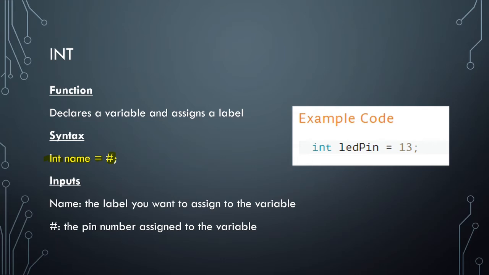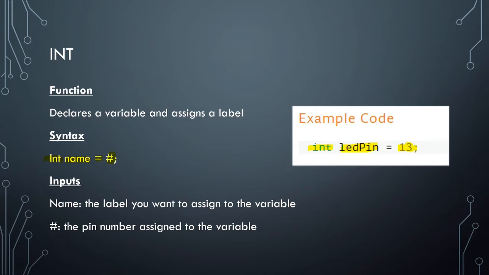And we see that defined down here in the inputs. So in the syntax up above, name is just referring to whatever label you want to call something in your program, and the number is typically a pin number. We can see this in our example code. We have our command declared, int, and our label is going to be LED pin. We're going to use that to refer to pin 13 in our program. Sometimes it's easier to declare variables and give them labels. It makes them easier to remember, easier to refer to in your code, and easier to understand the code. And if somebody else is using your code, it makes it easy for them to understand.